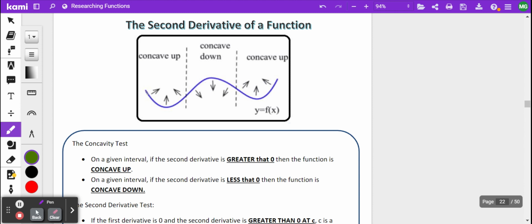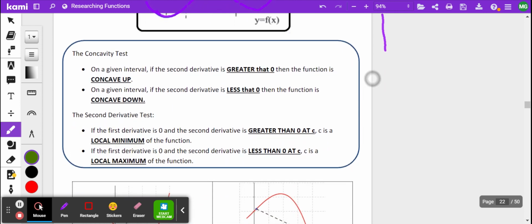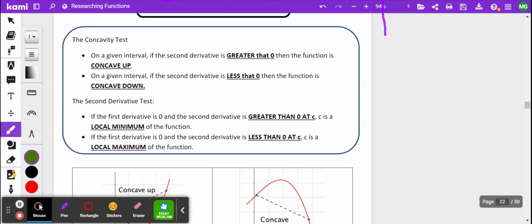So remember, a function is concave up when it looks like this, where I say, if it was a bowl, it could hold soup. It's concave down where the soup would fall down if that was the bowl. Just indicates the way it's facing. So let me give you some information. We'll walk through some notes together, and then we'll actually do some problems.